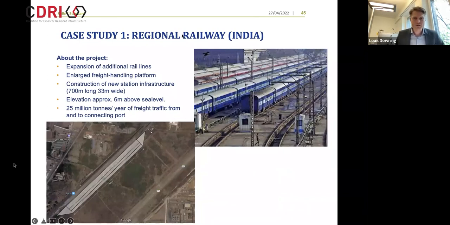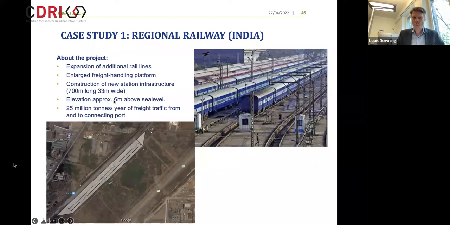So we'll talk about a regional railway project in India. This is a project, I think it was in Gujarat province. I won't name the specific project, but basically the components of the project were an expansion of additional rail lines, an enlarged freight handling platform, and construction of a new station infrastructure. So this was basically a platform that was about 700 meters long and 33 meters wide. So quite a significant platform.